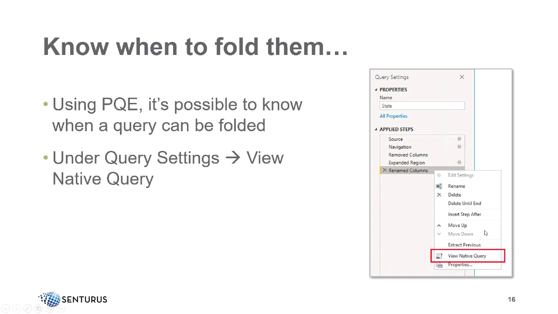Going back to Nelson's question, if you don't see this, then it could be one of two things. It could be that the connector doesn't support this, or the query can't be folded. If I'm all the way up here at the top and I'm not seeing View Native Query at my first step, then that's probably an issue with the connector. If I'm down here at renamed columns and I'm not seeing it, then one of my latter steps is not being folded. And I would just keep working backwards until I see this option not grayed out.